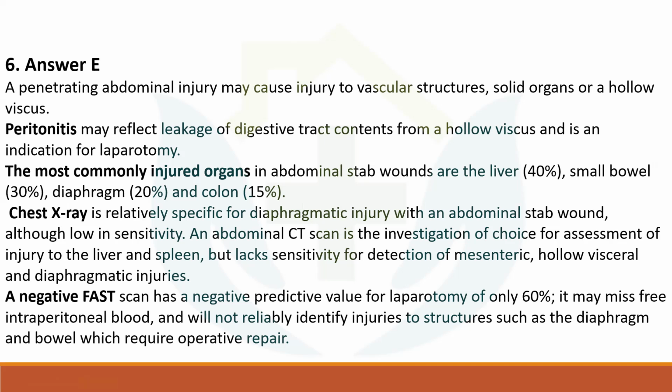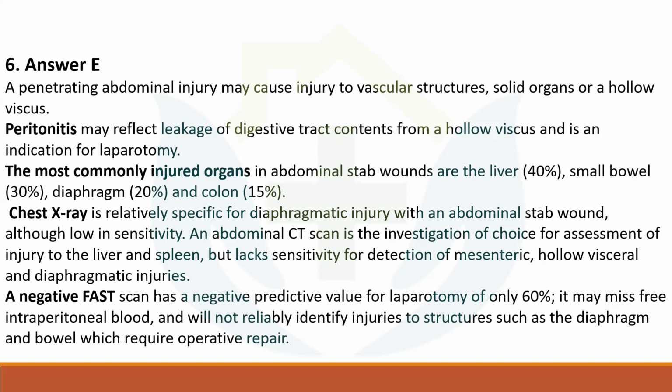A penetrating abdominal injury may cause injury to vascular structures, solid organs, or a hollow viscus. Peritonitis may reflect leakage of digestive tract contents from a hollow viscus and is an indication for laparotomy. The most commonly injured organs are the liver at 40%, small bowel 30%, diaphragm 20%, and colon 15%. Chest X-ray is relatively specific for diaphragmatic injury with an abdominal stab wound, although low in sensitivity. Abdominal CT is the investigation of choice for assessment of injury to the liver and spleen, but lacks sensitivity for detection of mesenteric, hollow viscus, and diaphragmatic injuries.